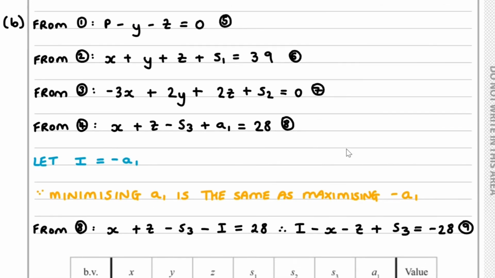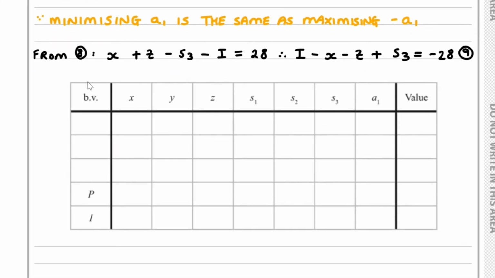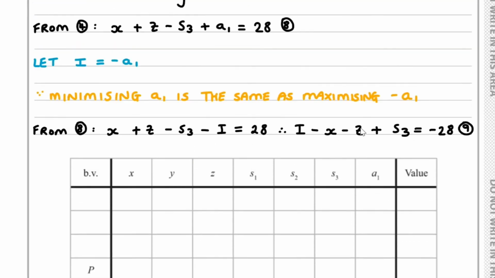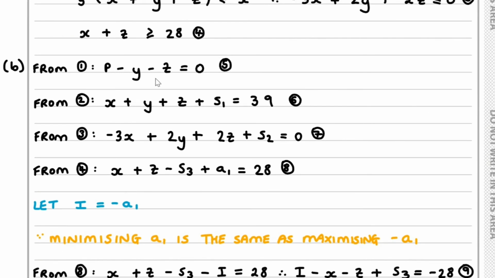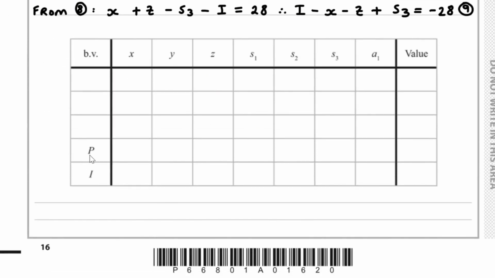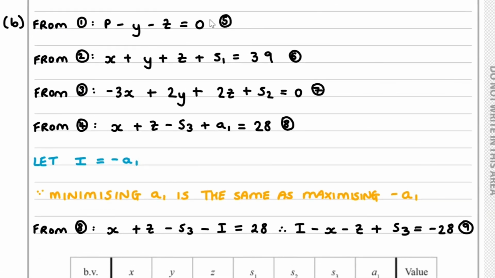And with all these equations, we can fill in this table. We've got our basic variables shown here, and along the top, we've got x, y, z, s1, s2, s3, a1, and the value. So, if I take a look at my p equation, I've got p minus y minus z equals 0. So I've got 1p, 0x, minus 1y, minus 1z, and then I've got 0s1, 0s2, 0s3, and 0a1. If we remember, this is all equal to 0.